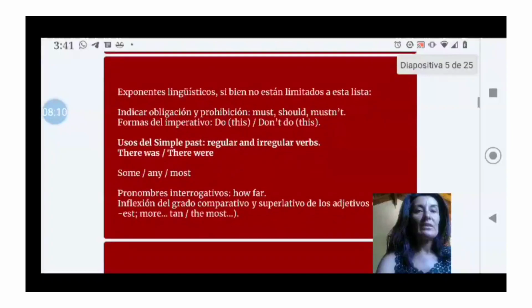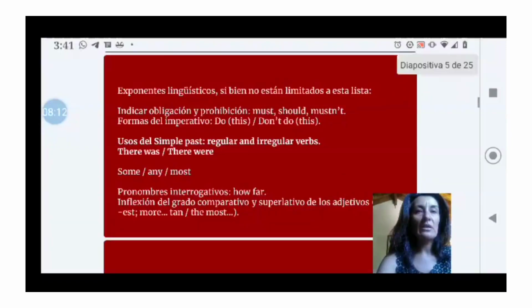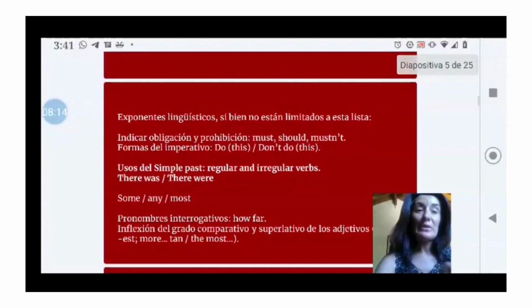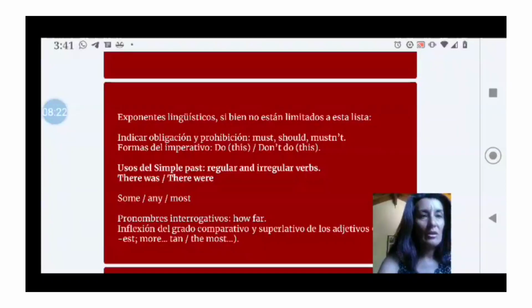Oh, okay. This I have written in Spanish because in every country it is different. In Argentina, we talk about exponentes lingüísticos, but this is not a clause. It's not a numerus clausus.